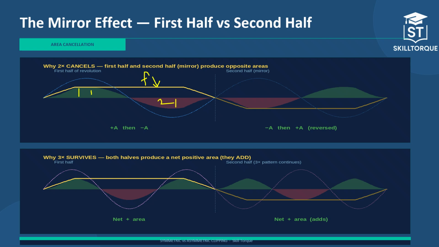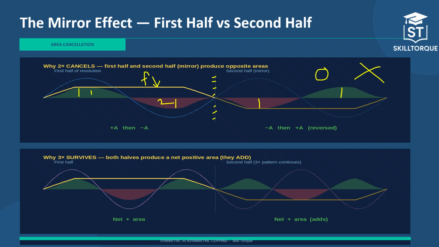Now look at the second half of this signal. Because the waveform is an exact mirror flip of the first half, the exact same area will appear again, but the order will be reversed. So the positive area from the first half cancels the negative area of the second half, and vice versa. Overall, the net area will be 0, so the second harmonic simply does not exist.